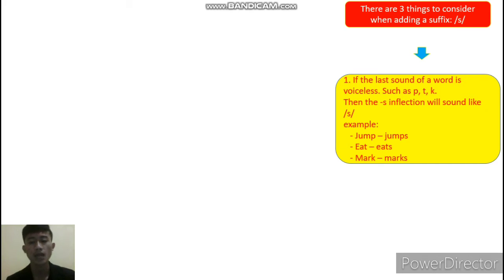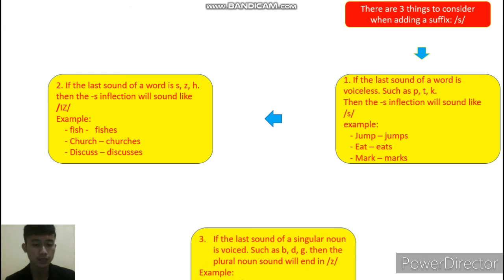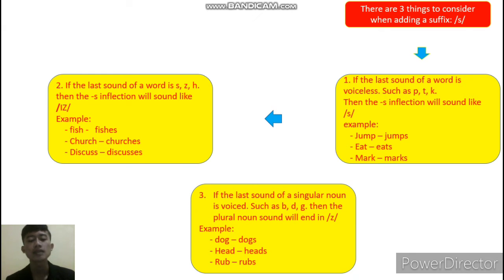For example, the word jump becomes jumps, eat becomes eats, mark becomes marks. Okay, next, if the last sound of a word is s, z, and sh, then the inflection will sound like iz. For example, fish becomes fishes, church becomes churches, discuss becomes discusses. For the last one, if the last sound of a singular noun is voiced, such as b, d, and g, then the plural noun will end in z. For example, dog and dogs, hat, gum, and rub, rubs.